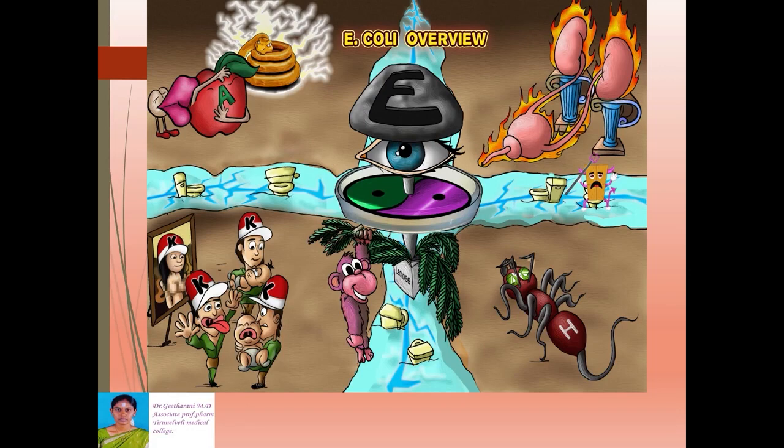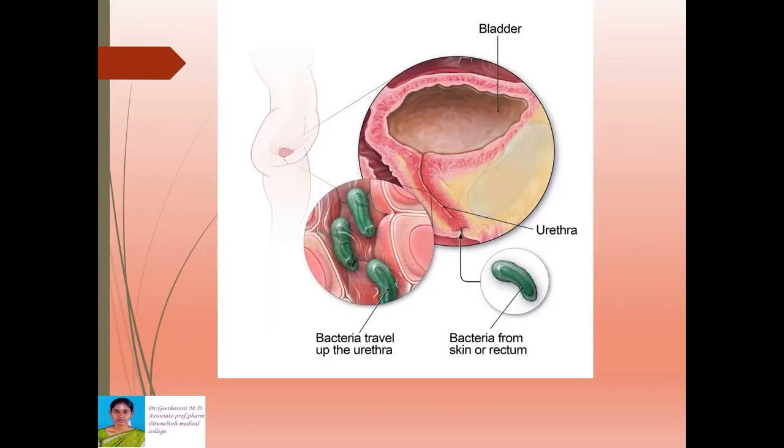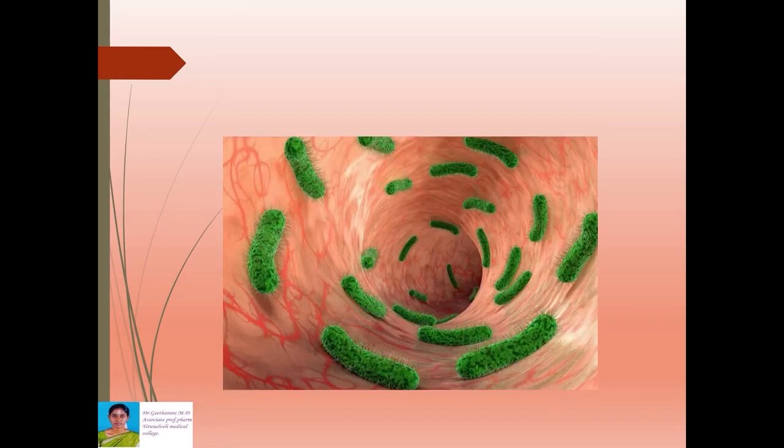This is a word about E. coli, which is the most common organism. Here we can see the picture of how the infection ascends from the skin or rectum. It can travel up the urethra and reach the bladder. This is again the picture showing how it is seen inside the bladder wall. The organism is attaching, that is, it's adherent to the bladder wall.